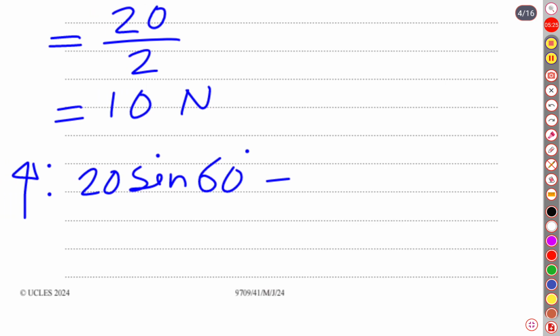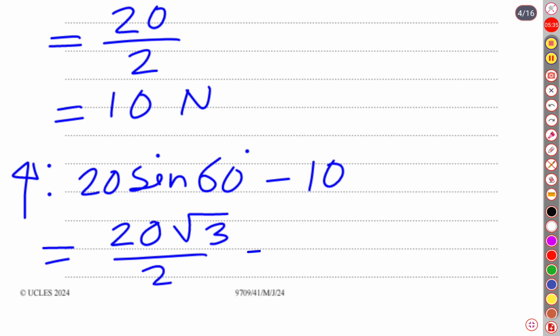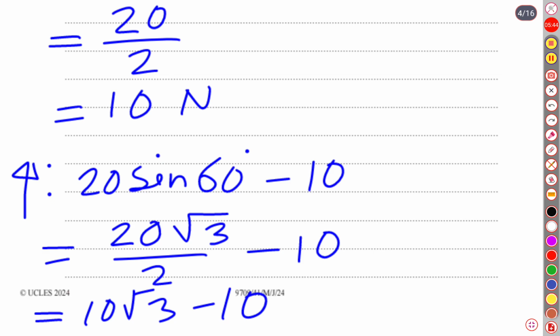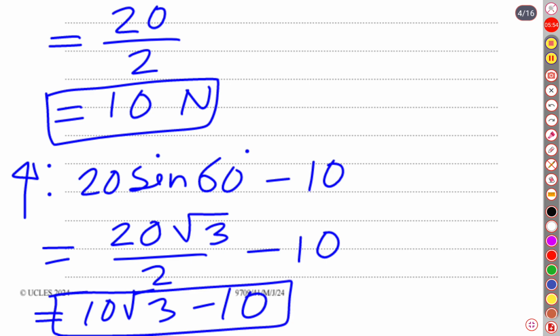So vertically downward force is 10 Newton. Then sine 60 means actually square root over 3 over 2, minus 10. So ultimately what are we going to get? It is 10 square root over 3 minus 10. This is the vertical resultant force. So we have got two forces. This is the horizontal resultant force and this one is the vertical resultant force.